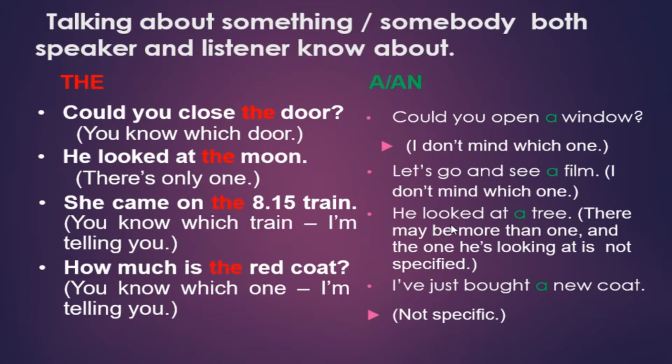The will be used for talking about something or somebody both speaker and listener know about. You see here, could you close the door? That means you know which door I meant. So I meant a door that you know. So, could you close the door?